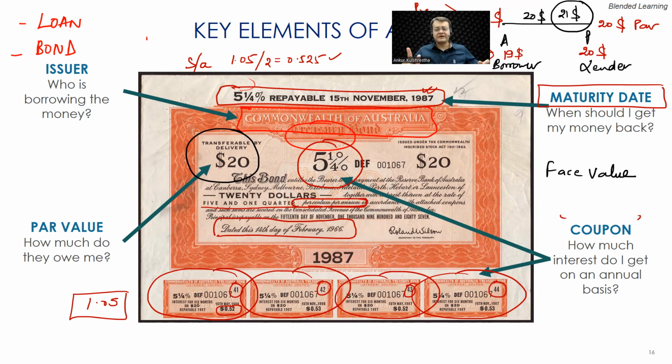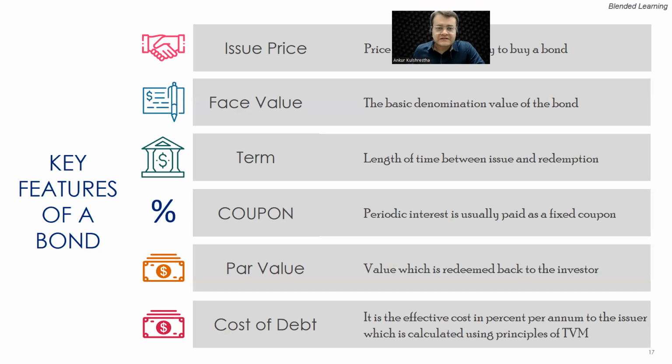Okay, but like I said, remember that these days there is no such coupon as a hard copy that comes up, and so on and so forth. So what we discussed, just a quick recap. The issue price is the amount that the investor is going to give to the borrower. So if the issue price is more than the par, it becomes a premium bond. If it's less than the par, it becomes a discount bond.